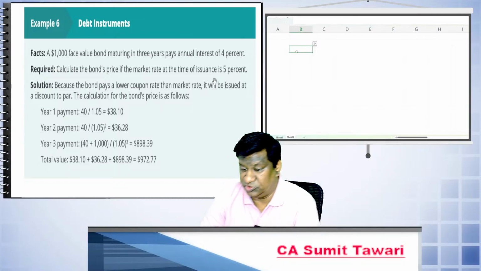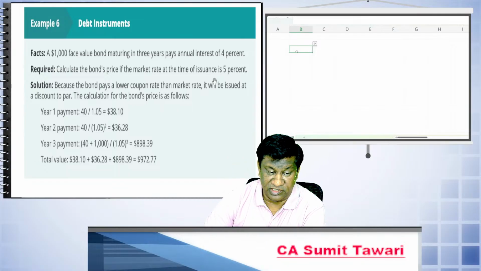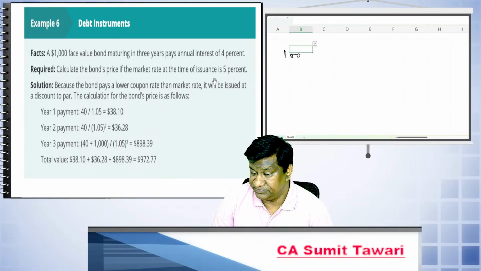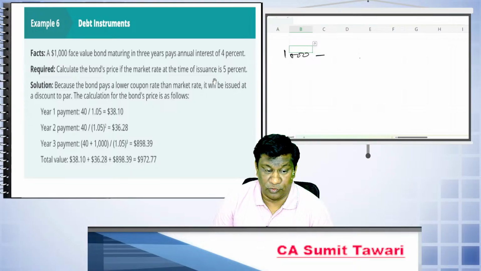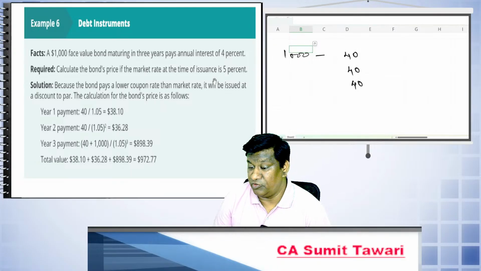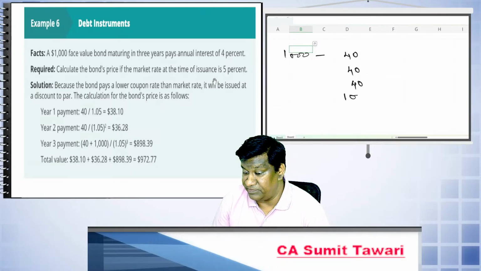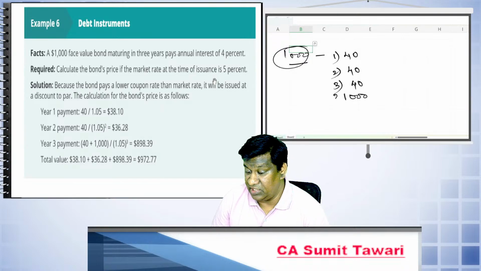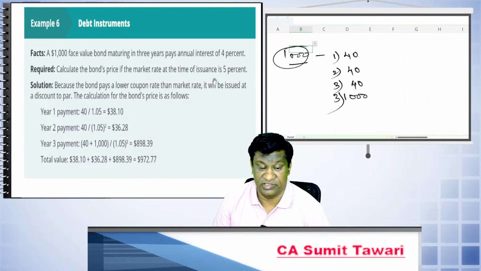Whatever may be the redemption value, see what happened: 1000 I invested. Every year I am getting the 4%, which is basically 40. First year, second year, third year. At the end of the third year, I am getting my amount of 1000 back. So my cash flow for this investment is, in the first year 40, second year 40, third year 40 and 1000. Okay, this is in the third year.